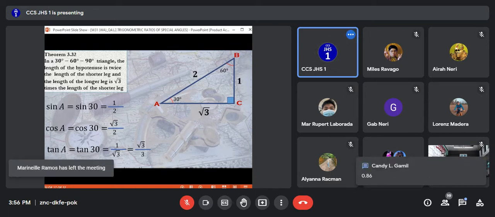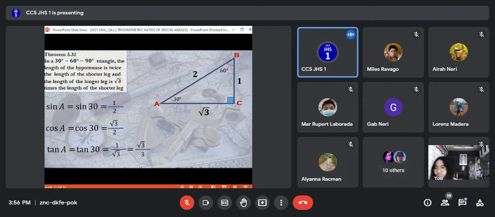Cosine 30 is 0.87. But then in our quiz and LTs, you are not going to give me the decimal form. You are going to give me the fractional value, in radical form if you have radicals. How about tangent 30?